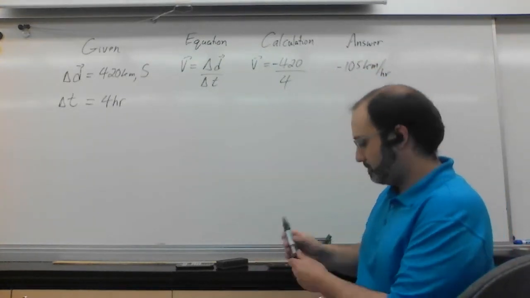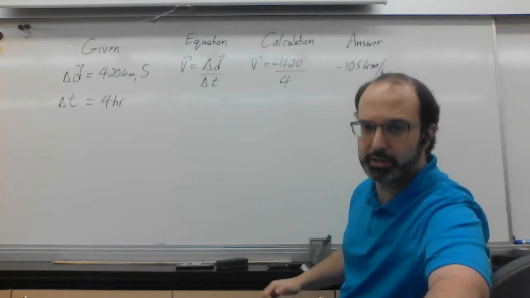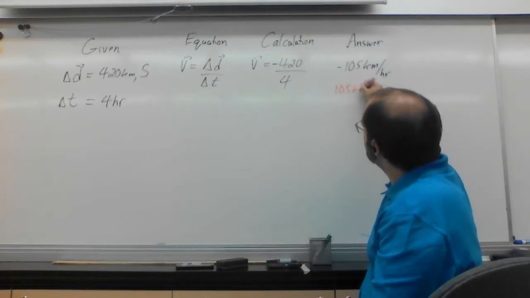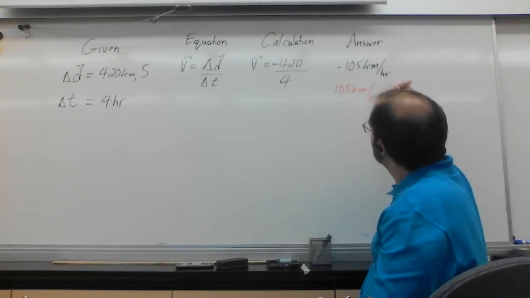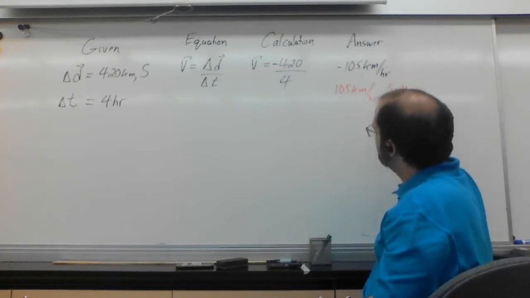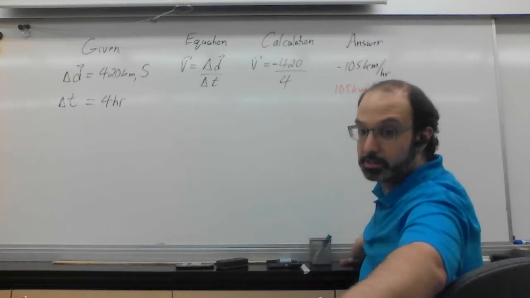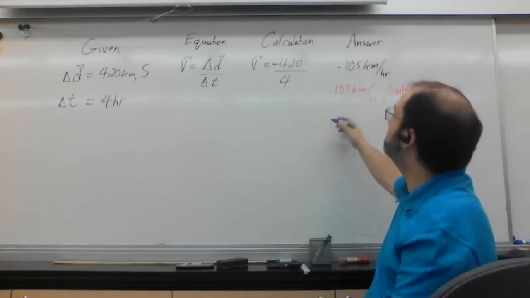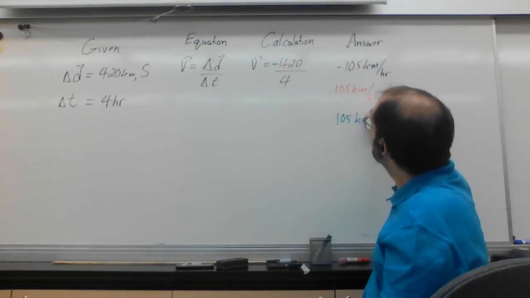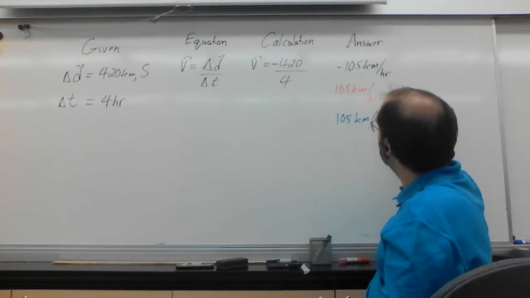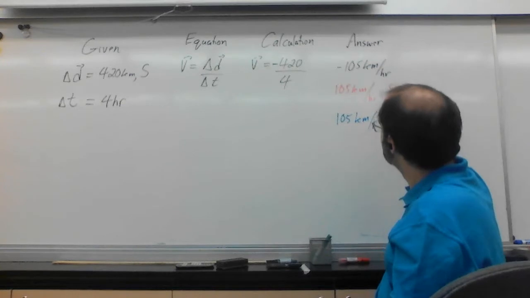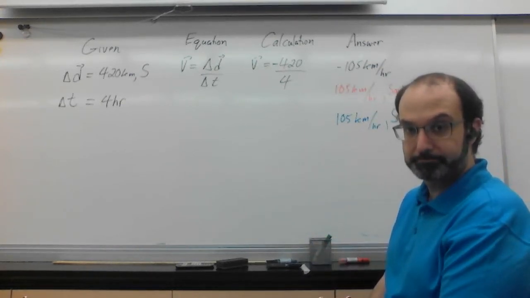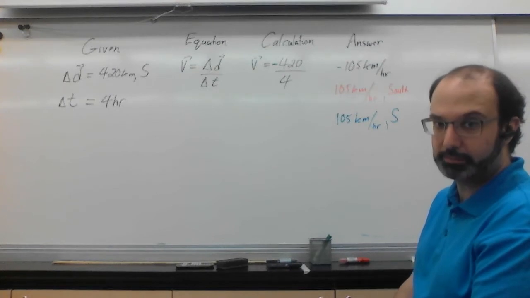Instead of writing it with a negative sign there, we could have done it a different way. Instead, we could write something more like this: 105 kilometers per hour south. Or, as already mentioned, I could be a little bit lazy because I don't want to write out the whole word south, and I just go 105 km per hour s. There you go. All done.